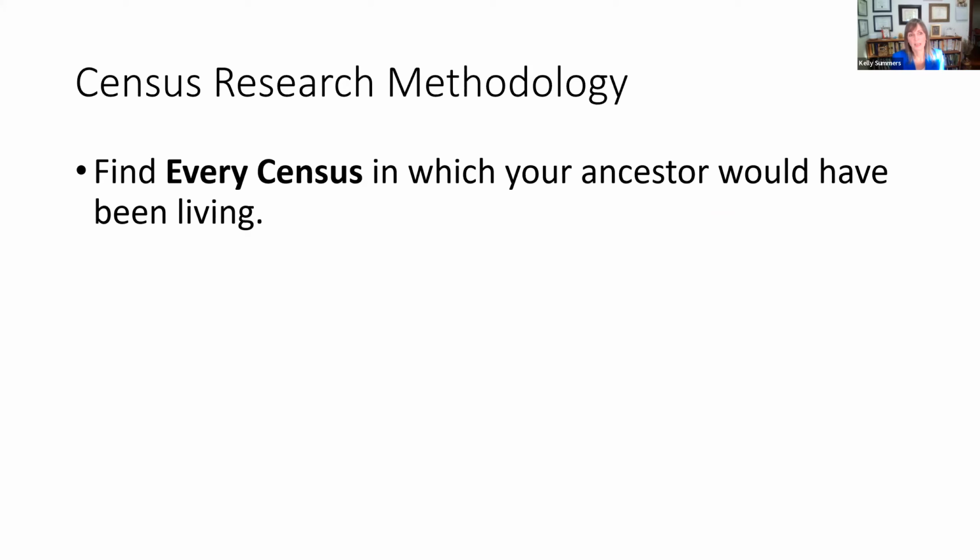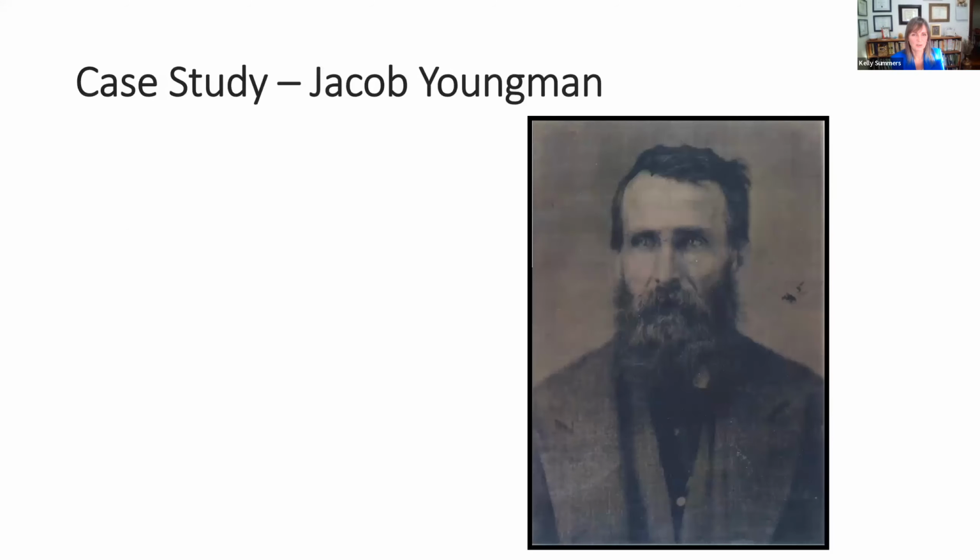Okay, so that is a lot of information. Again, I would suggest you search for your ancestor in every census they would be alive. Now I have a case study to show you an example of how this works. While we're looking at this example, you'll get some ideas about strategies and difficulties you might face as you're researching. This is a great-great-grandfather, and his name is Jacob Youngman.